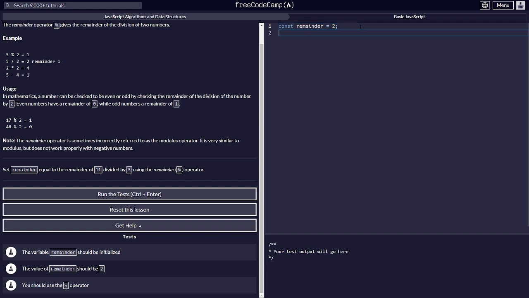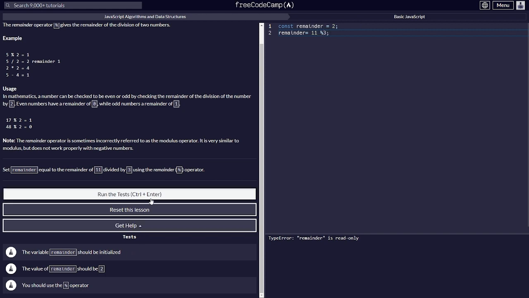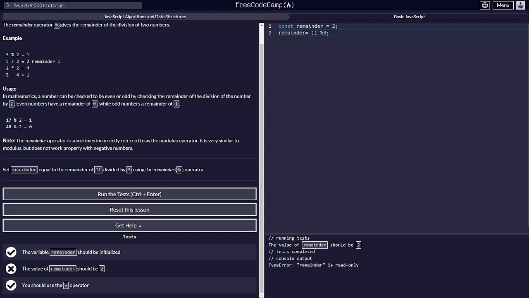Right? And then remainder, what do we want it to be? Remainder equal to the remainder equal to 11 divided by 3. 11% 3? I don't think that's right, but let's try it. Yeah. The value of remainder should be 2. That was 0.